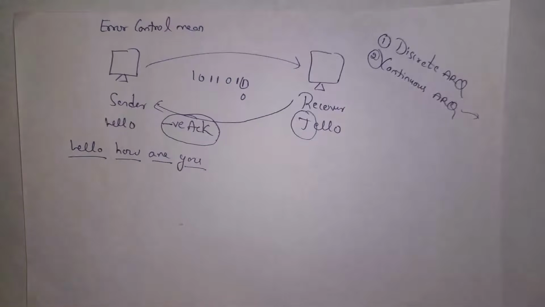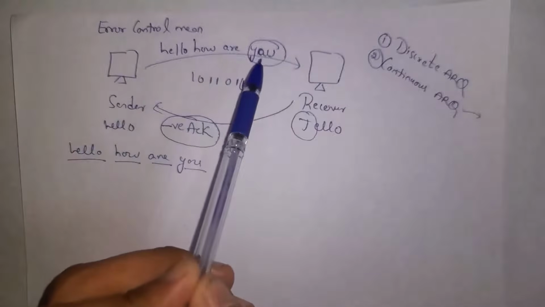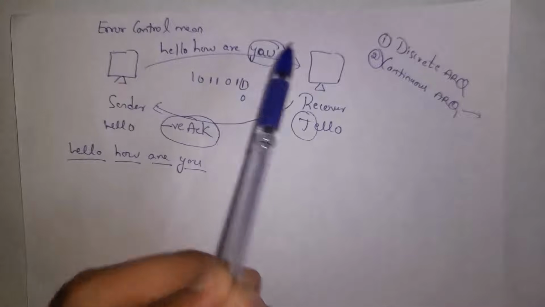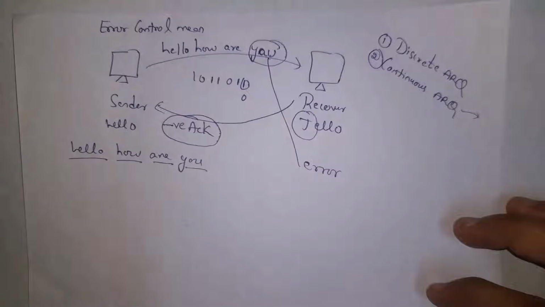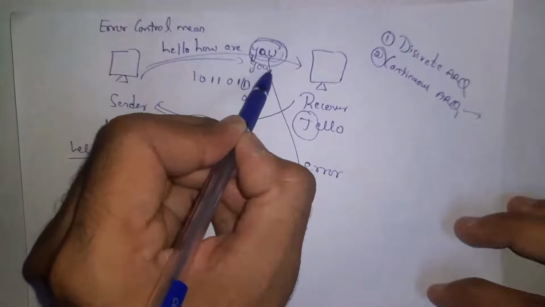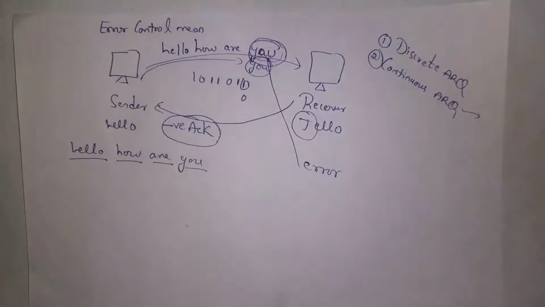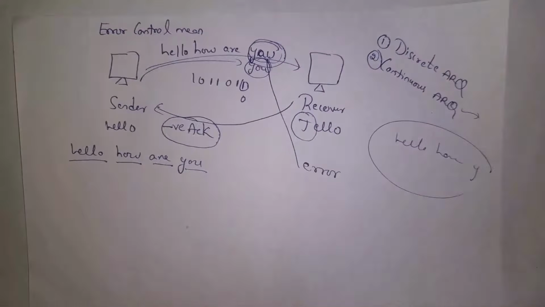For example, receiver receives data like hello, how are you? But if you observe U, in place of YOU, receiver will receive data like YAU. As only this part got error, then receiver will ask sender only to send that error occurred part. So sender will again send that U. After receiver receiving error occurred part, then receiver will reconstruct that message like hello, how are you? And then receiver reads this message. This is all about continuous ARQ.